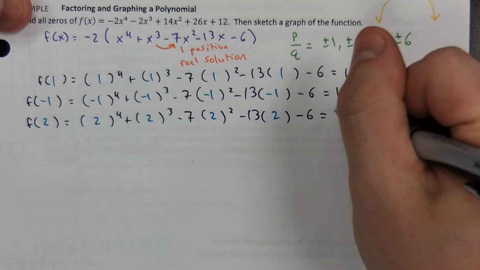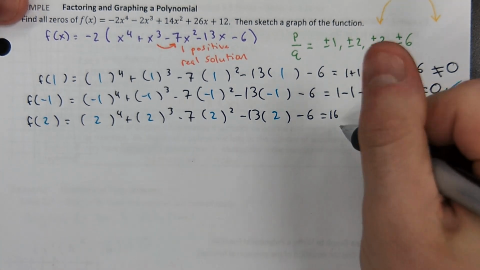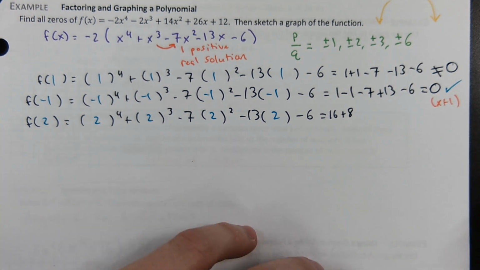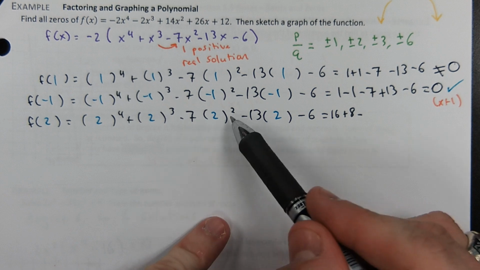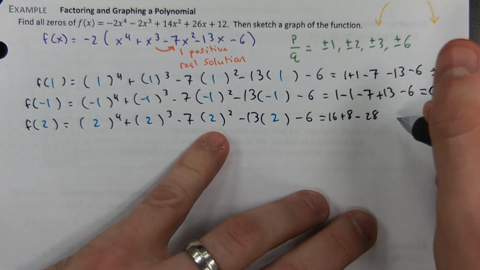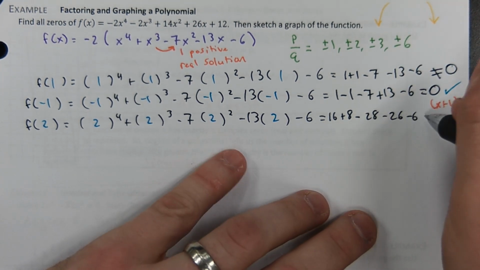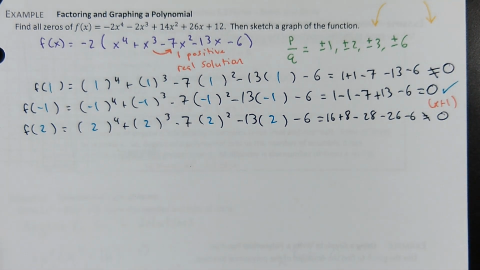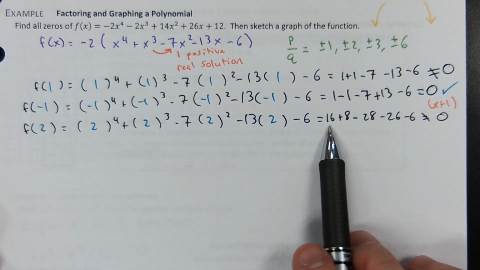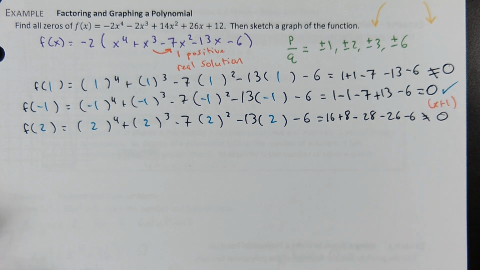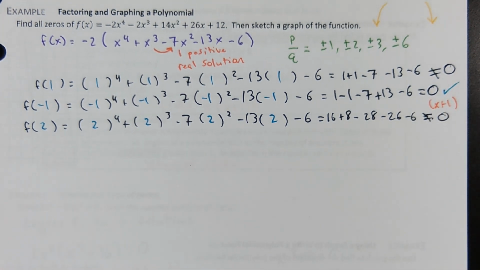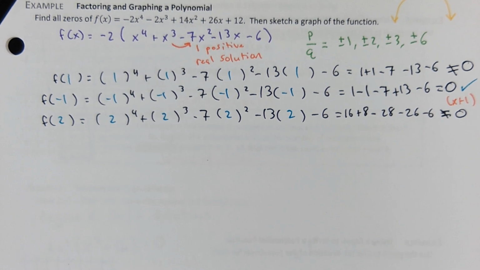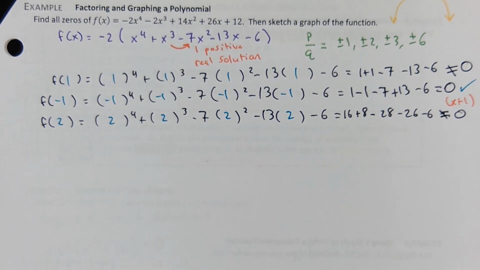2 to the 4th is 16. Plus 2 to the 3rd, which is 8. I'm up to 24. Minus, this is negative 28. Then minus 26. Then minus 6. Okay. No way that's 0, because this is only going to add to 24, and 2 of these negative numbers are bigger than that. So that didn't work. My space is at a premium, isn't it? Still on the hunt for one more solution.